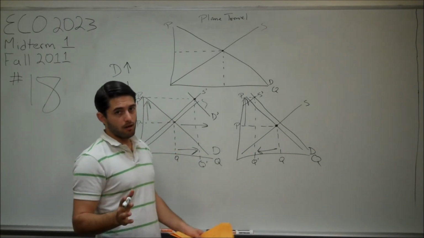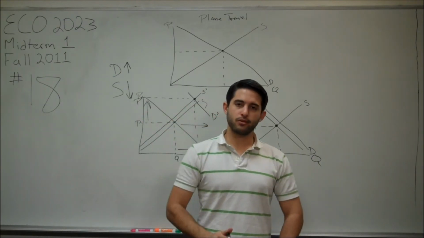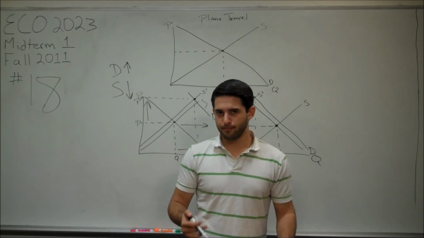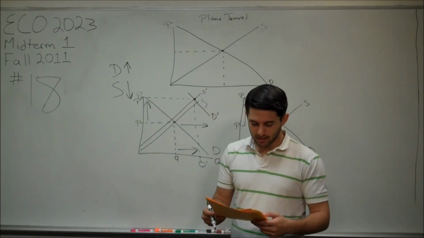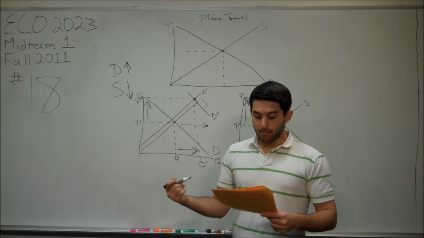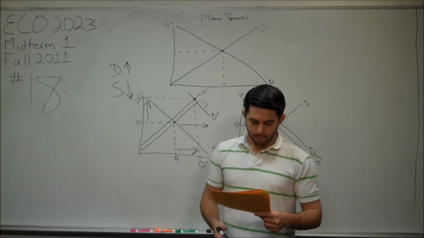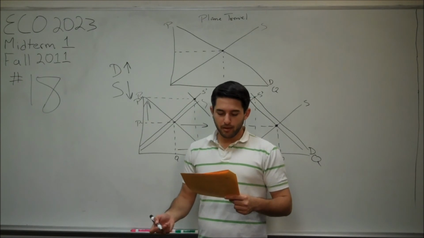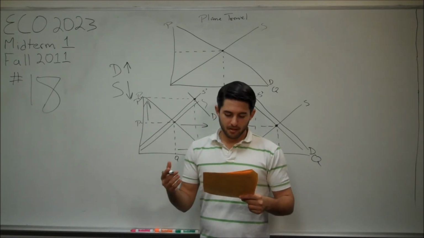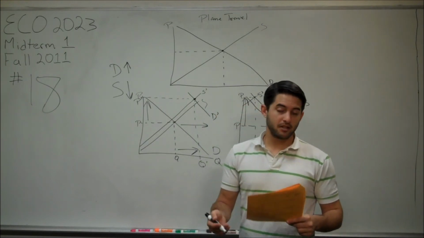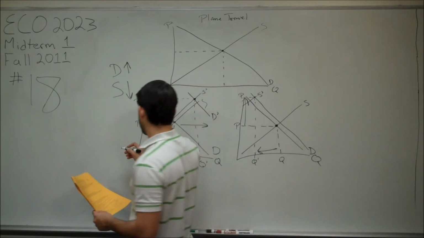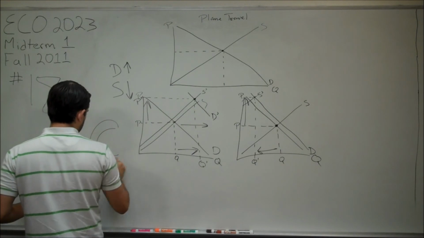So we can say confidently that the price will definitely rise regardless of which factor is bigger than the other. But we don't know what's going to happen to the quantity. So the answer to the question is going to be C. The price of travel by plane rises and the equilibrium quantity might change, but more information is needed to determine if it increases, decreases, or does not change. So the answer is C.